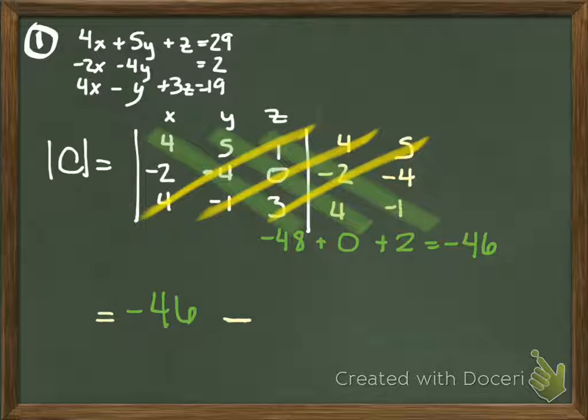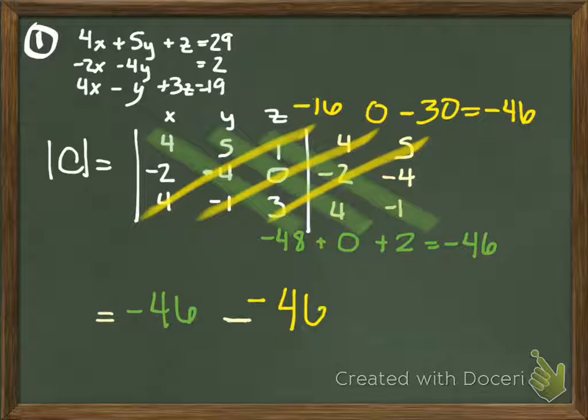The first up is 4 times negative 4, which is negative 16. Second up, negative 1 times 0 times 4. Third, 3 times negative 2 times 5, negative 30. Giving you a total of? Negative 46.